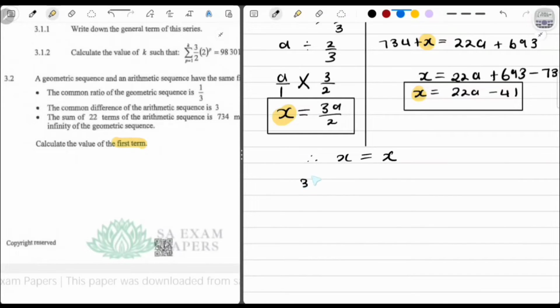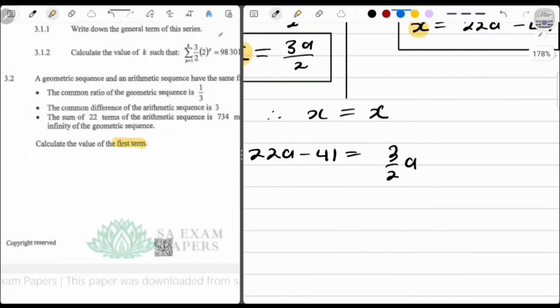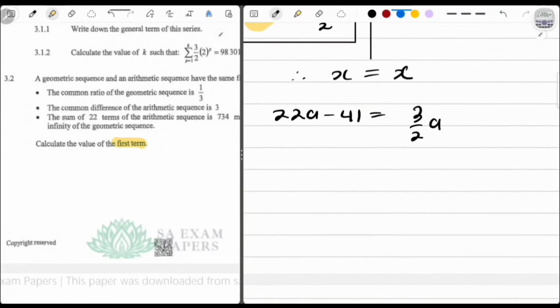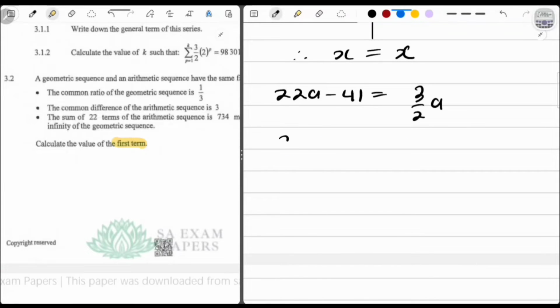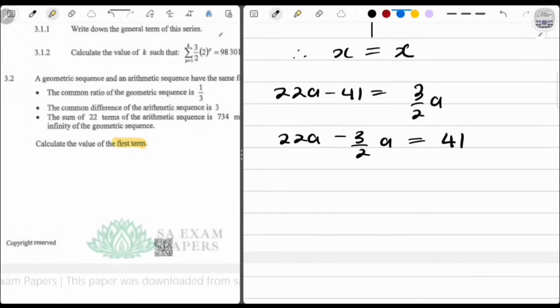So here, let me put this one because this has a bigger value. So 22a minus 41 is equal to the other x, which is 3a over 2, which you can really just see as 3 over 2a. See, you can rewrite it like that. And so this is going to be equal to 22a, and we're taking this over because it's an a, so it becomes minus 3 over 2a. It's equal to, take the number over because like terms together, positive 41.